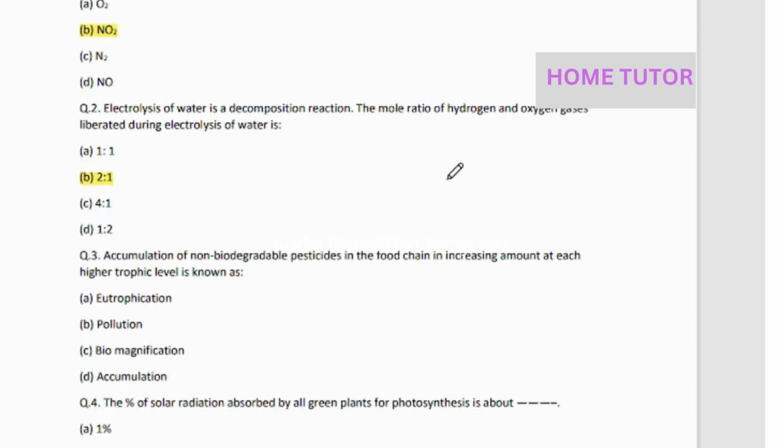As we know, 2H2O gives 2H2 plus O2. So the answer is option number B, 2:1.